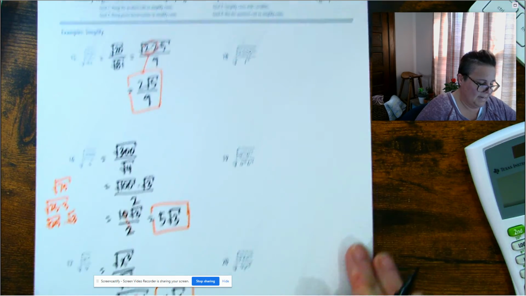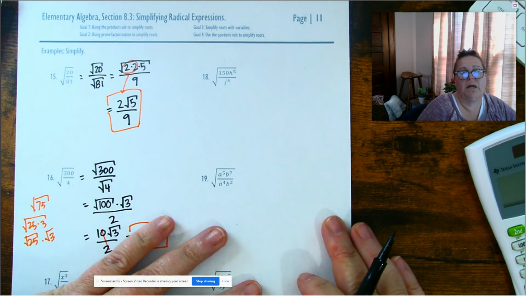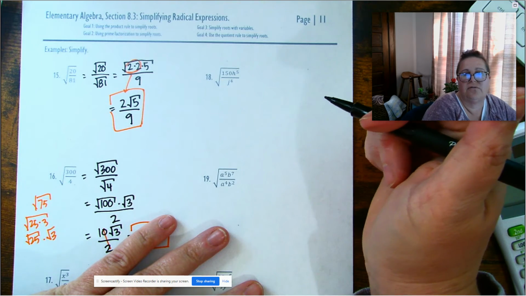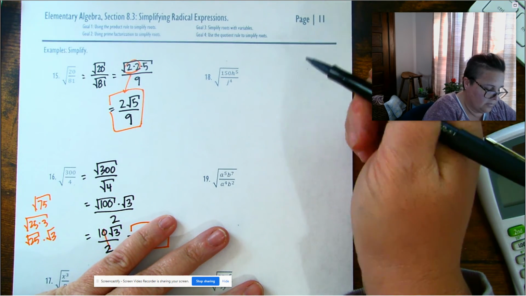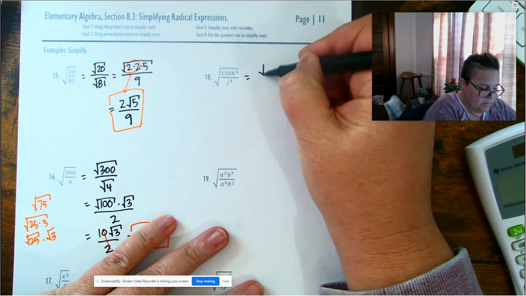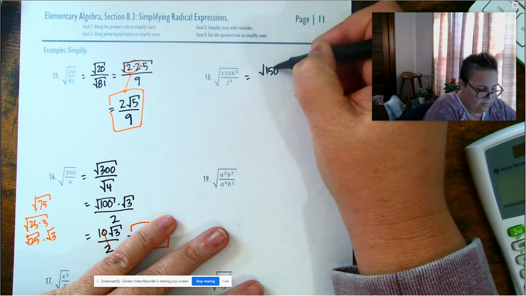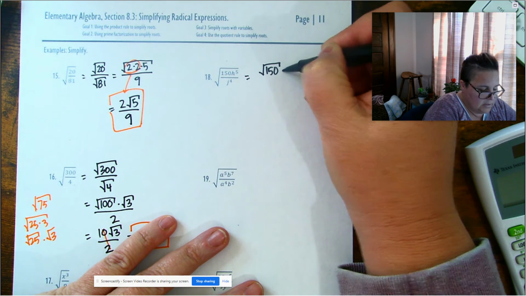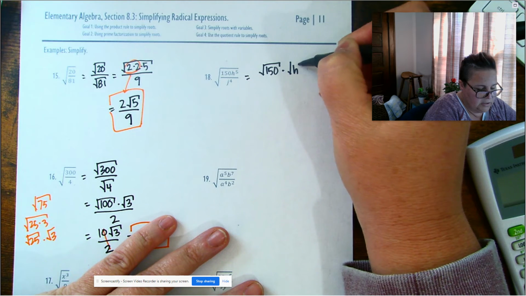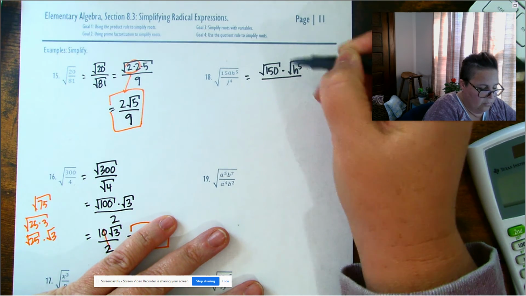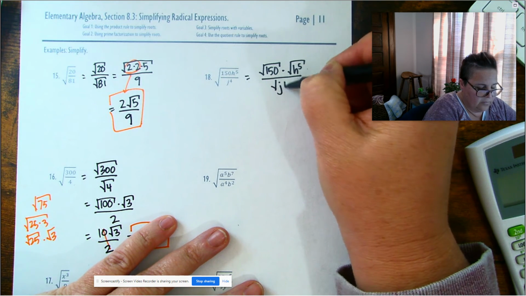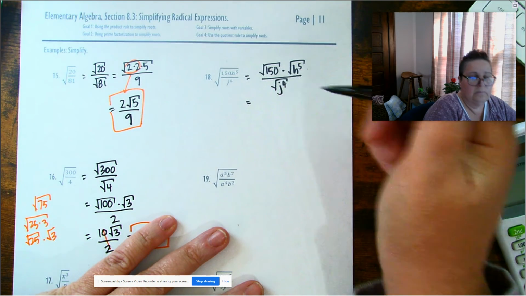All right, problem 18. We have the square root of 150h to the 5th over j to the 4th. So this would be the square root of 150 times the square root of h to the 5th over the square root of j to the 4th.